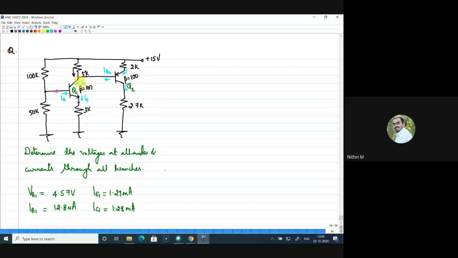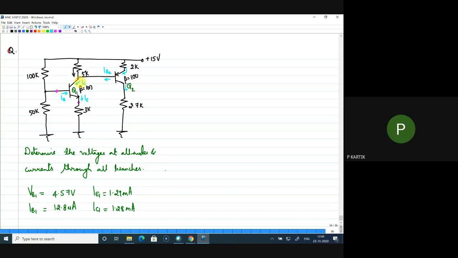Sure, excuse me, sir. Yes. Sir, in the first transistor, the current is flowing towards the transistor, but in the second transistor, it is flowing away from the transistor, no, sir? Yes, yes. Can you tell me what is the reason for that? What can be the reason, sir?